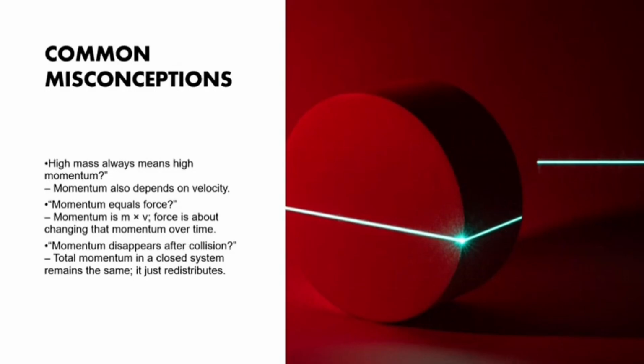And the last one is, momentum does not vanish in a collision. Whatever decreases in one object is gained by another or by the environment, as long as the system is closed.